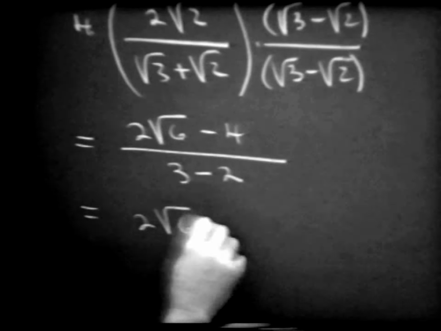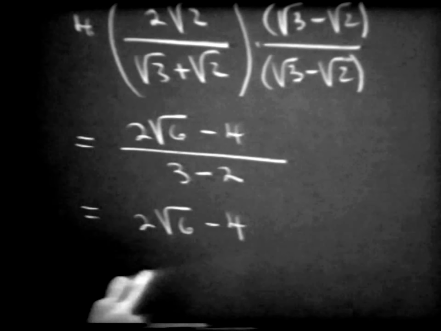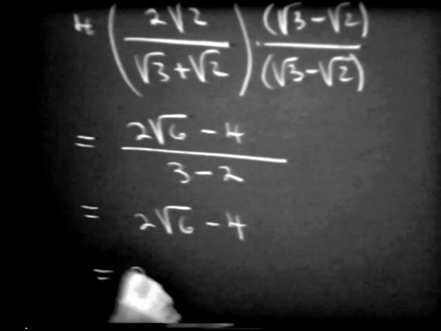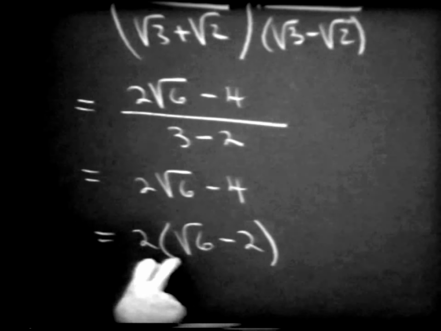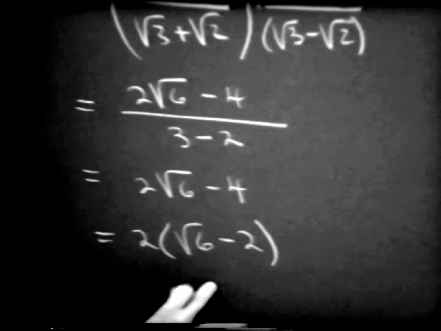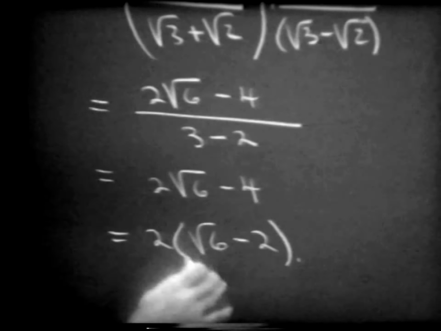So here's 2 root 6 minus 4, which again you may leave your answer either in this pattern, or else you may factor out that number 2 and have 2 times the quantity, root 6 minus 2. Okay? Well, let's look at another example.